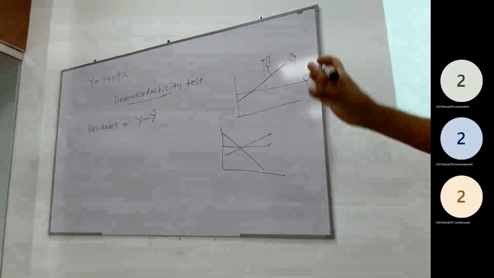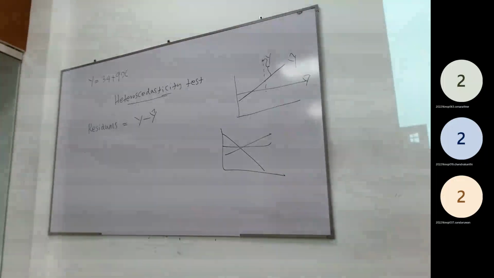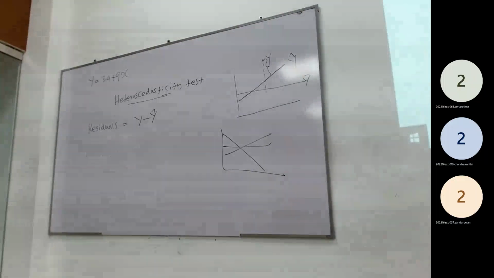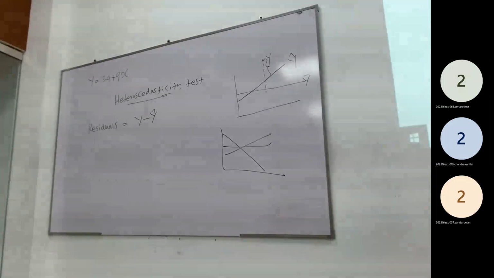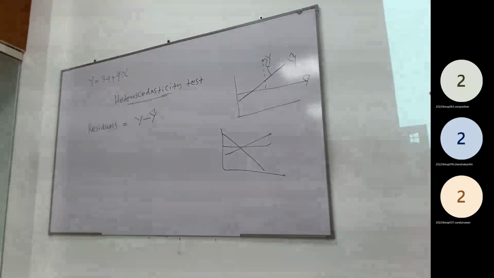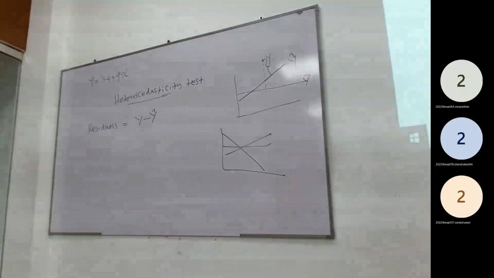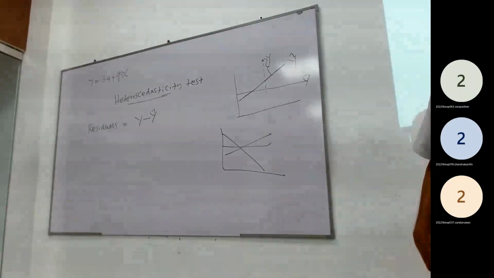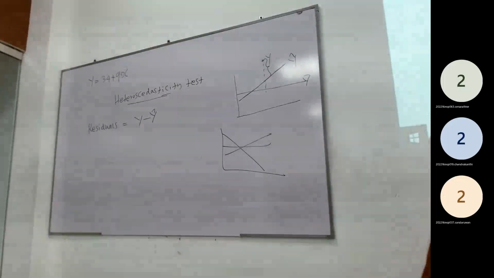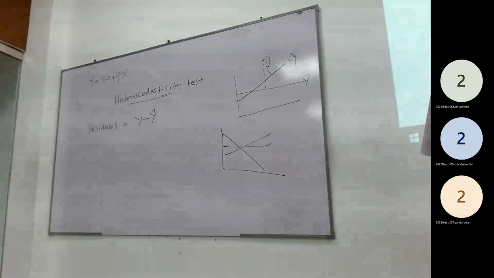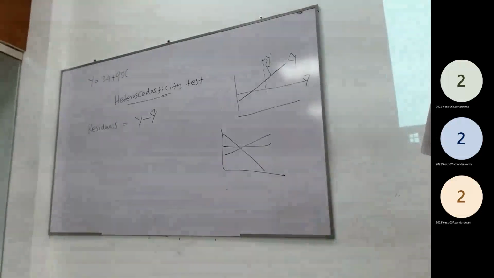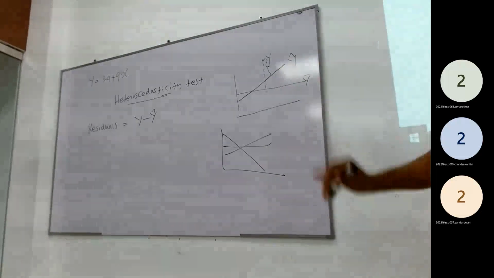Whatever I mentioned, is there anything you couldn't understand? Step by step we want to learn. First write down the note, the meaning of this. Heteroscedasticity test, heteroscedasticity problem. Now we write down.